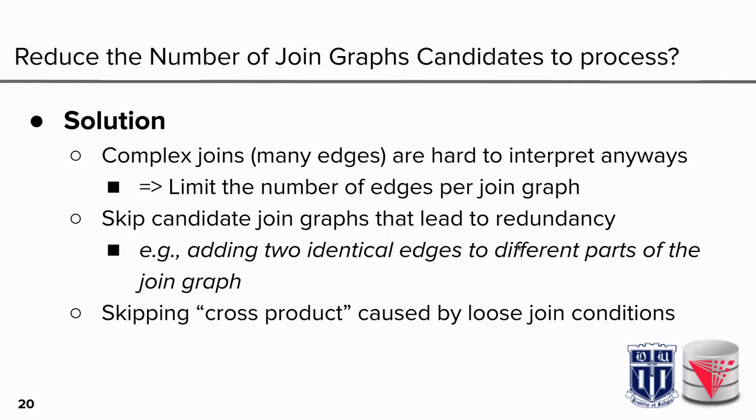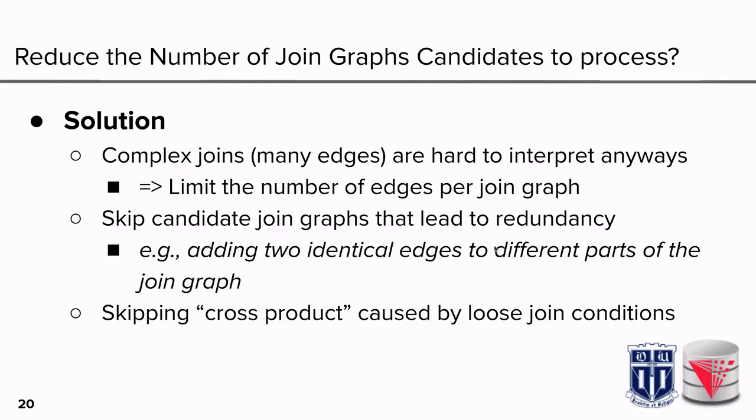So how do we reduce the number of join graph candidates to process? We made the following solutions. The first is based on the observation that complex joins, which means they have many edges, are hard to integrate. Thus, we limit the number of edges per join graph.